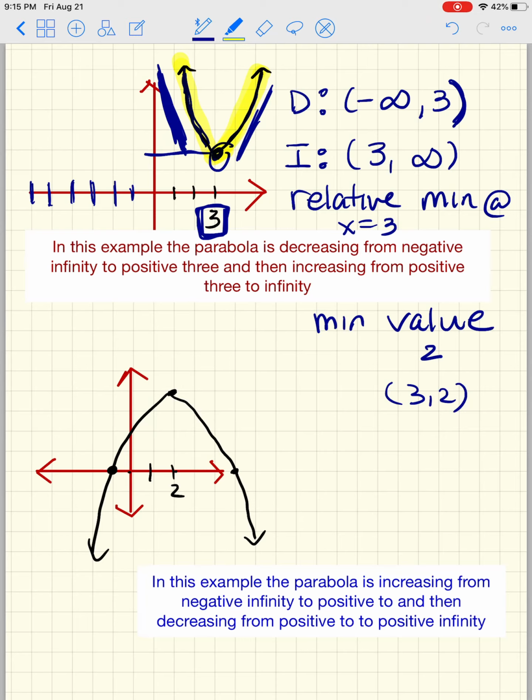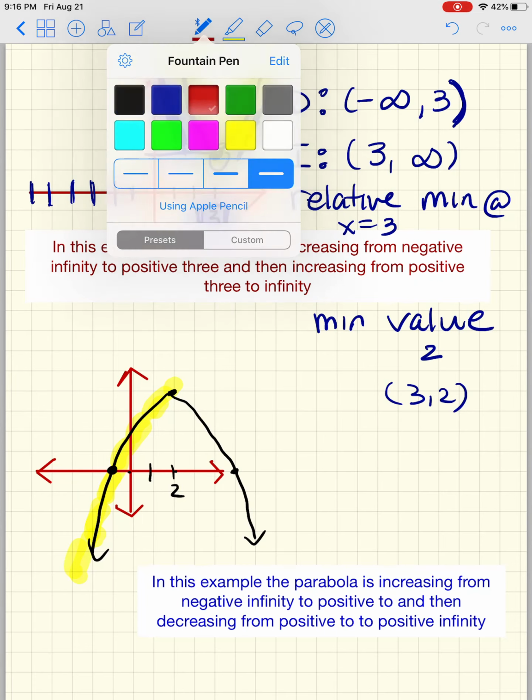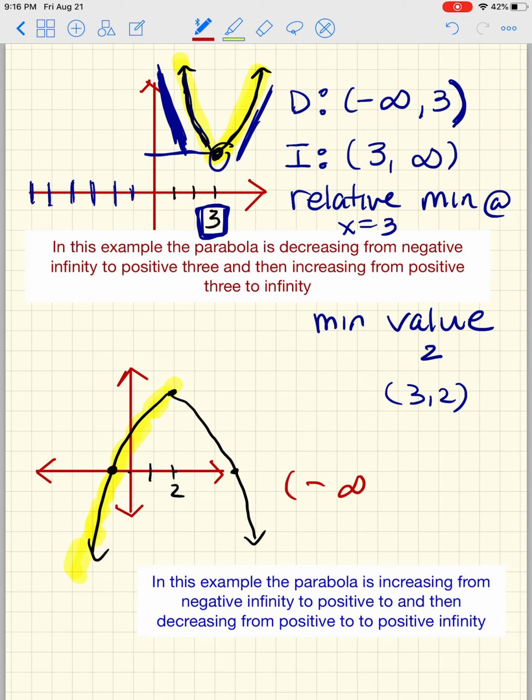In this example, the parabola is increasing. See how it keeps going up? But it doesn't go up all the way from negative infinity to positive infinity, right? It's going to go up from negative infinity to x equals 2. That's where it's increasing. Then it goes down from 2 to infinity. See how it's going down now? The y values are getting less and less, into the negatives, right? So it's decreasing. Well, guys, when you go up and then down, it hits a max.